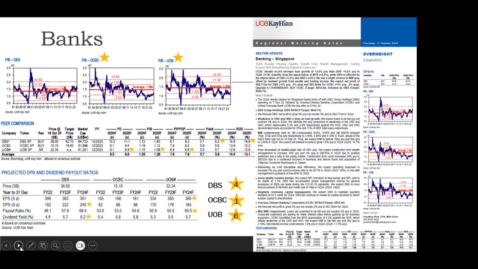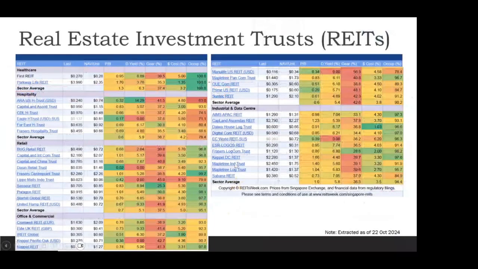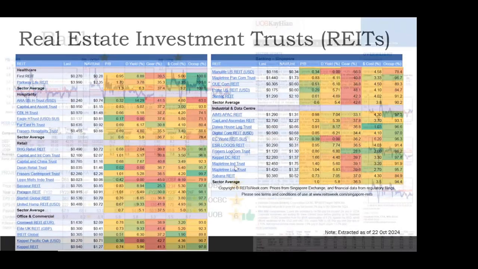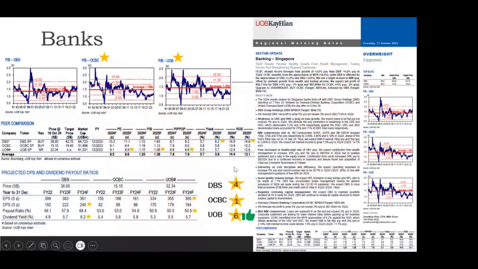Okay, so we've gone through the banks. I want to ask you one quick question. For banks, usually every quarter they forecast their earnings. Do you actually look at whether in the past 3 to 4 quarters they met the estimates?